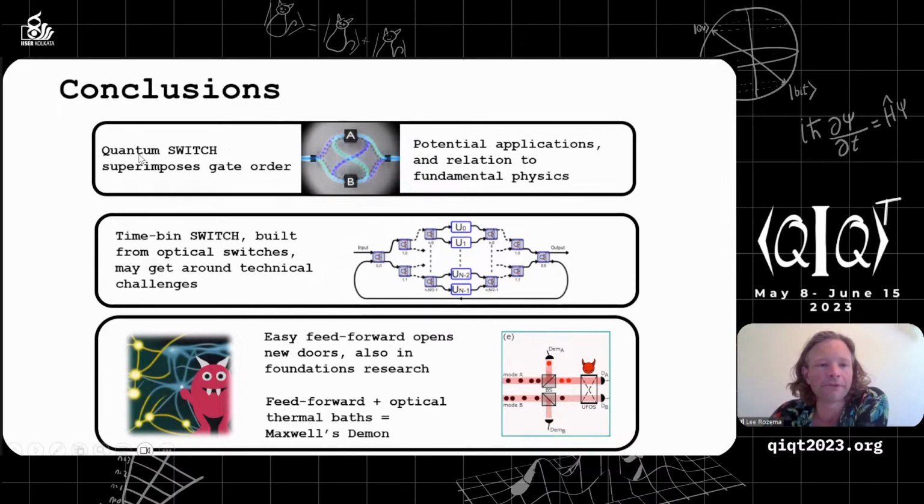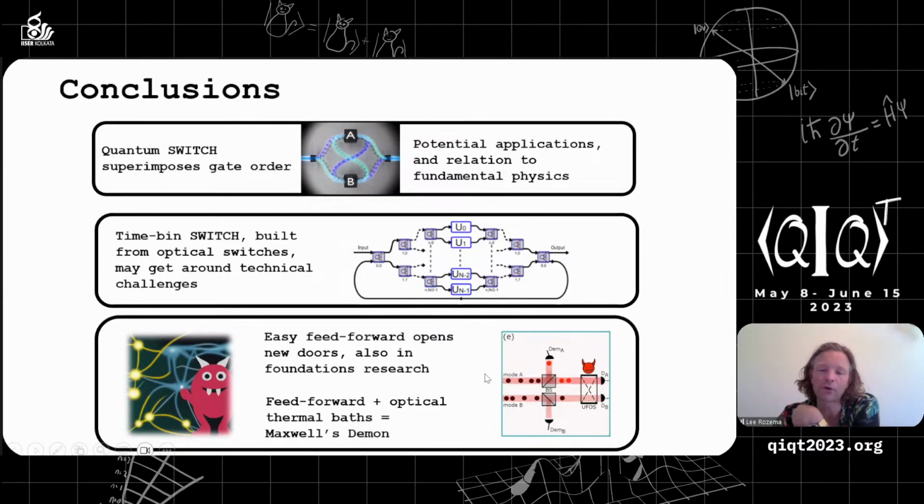I started out by showing you the quantum switch, discussing applications and its relation to foundational physics. And then I focused mainly on our new results on our timed-in quantum switch, which may be easier to scale up to multiple parties. However, it comes with its own technical challenges. And finally, we discussed this Maxwell daemon, which is a nice result in that it shows that we can implement some of these thermodynamic ideas also in a photonic setting, and it gives us kind of a new handle on these systems.